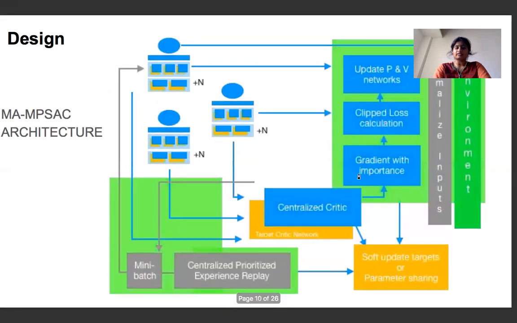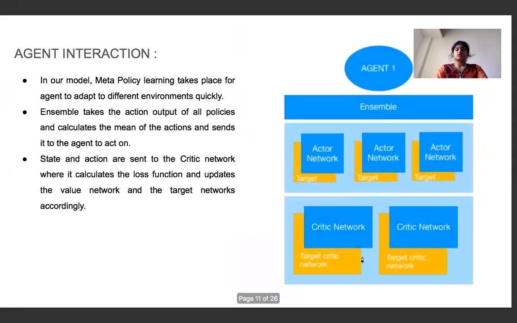Then the final step is updating the target networks by parameter sharing. What are target networks? Target networks are exact clones of the actor networks, but time delayed clones. Say the actual network is at time step 10. The target network timestamp will be 1 or 2. It is delayed by some time.